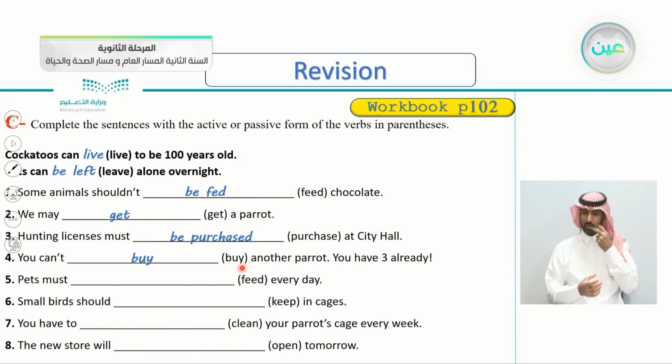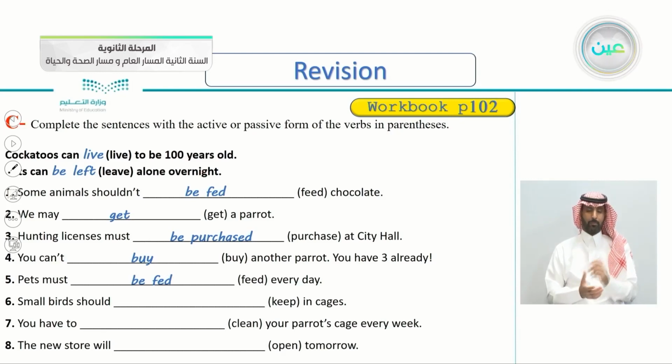Number 5, pets must feed every day. So the verb is feed. Who is feeding the pets? Pets must, yes, very good, must be fed. Must be fed. Pets must be fed every day.